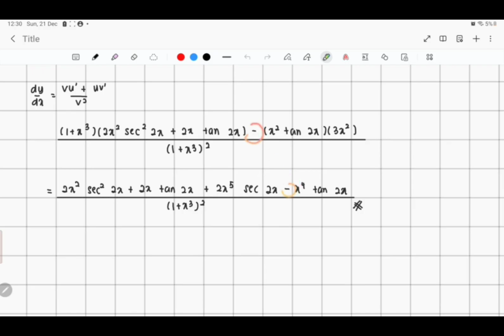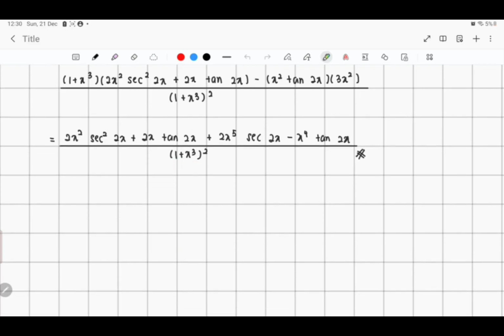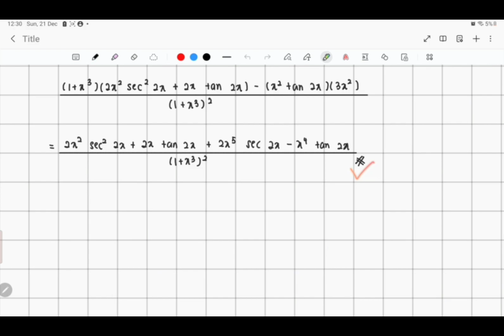Then minus, don't forget minus. And then v to the power of 2. I don't have to do anything right here. And then yep, I get the answer.